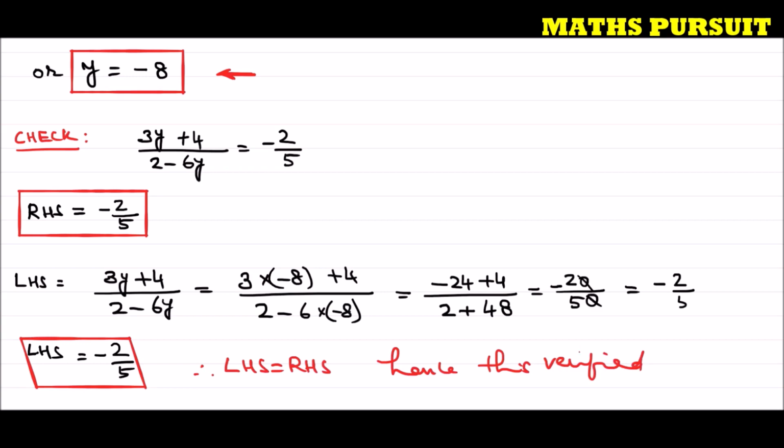Hope guys you understood this. This is very simple and very straightforward. We just need to solve the expression and we need to verify the answer.